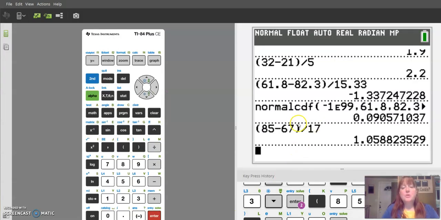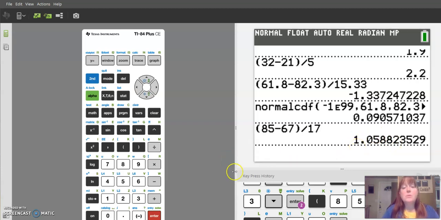I want you to remember to use parentheses around the top, because our calculators are pretty good at order of operations, and they would divide first. So make sure you put parentheses around, and we get that this has a z-score of 1.058. So basically, this is a little over 1 standard deviation away from the mean, just a little bit above.